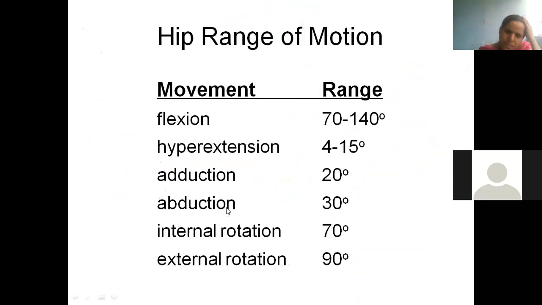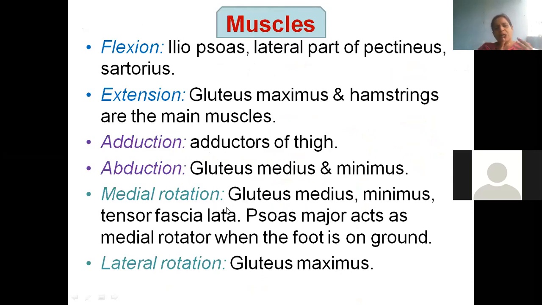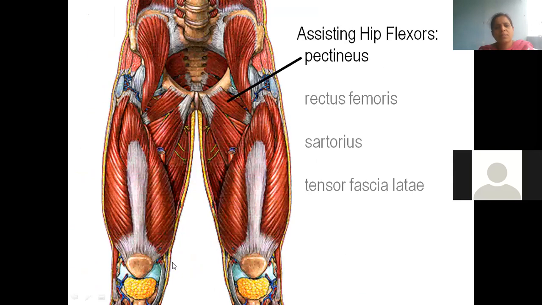Now, what are the various muscles producing these movements? This table is there in your textbooks also. This table is a must. Flexion is brought about by iliopsoas, pectineus, sartorius. Extension, gluteus maximus and hamstrings. Adduction, adductors. Abduction, gluteus medius and minimus. Medial rotation, gluteus medius and minimus, and tensor fascia lata you can add. Lateral rotation, gluteus maximus. So these are the muscles.